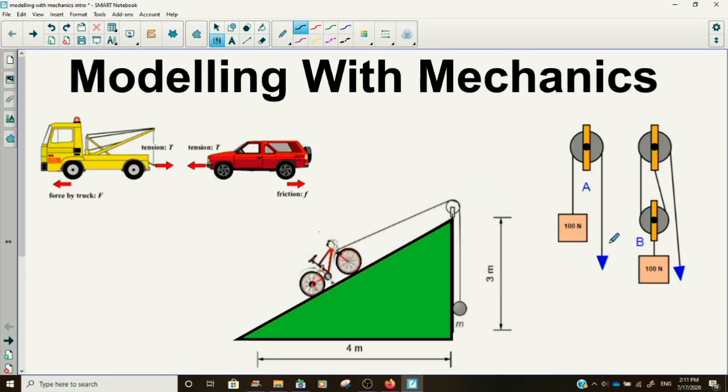The other connected type of problem is where you have a pulley system. So you might have just two objects connected over a single pulley, and we'll be working out the tension in the string and the acceleration of the system.